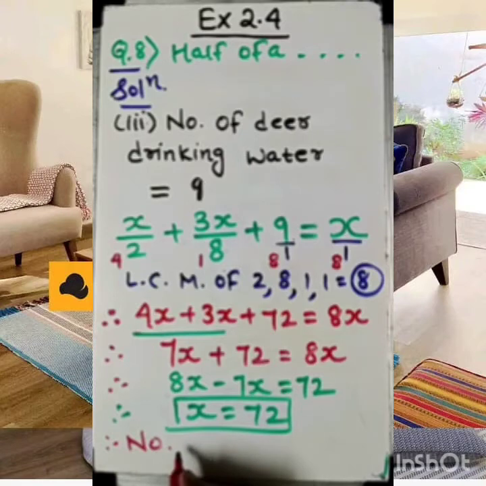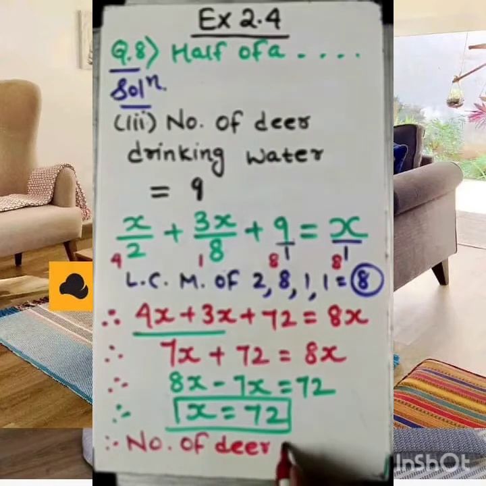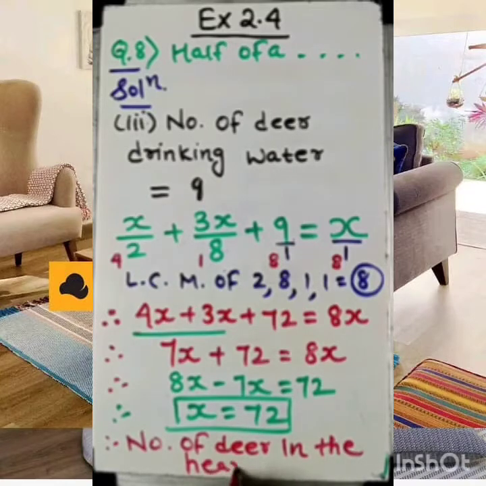Therefore, number of deer in the herd is 72. How many deer are there in the herd? Total number of deer in the herd is 72. This is the required result. I hope it's clear. And this is a very, very important question and asked again and again in the exam of this NCERT book.